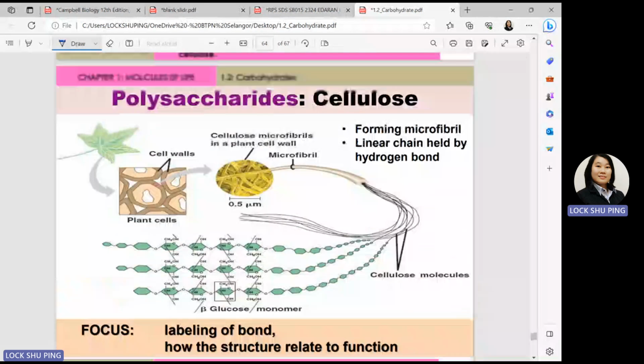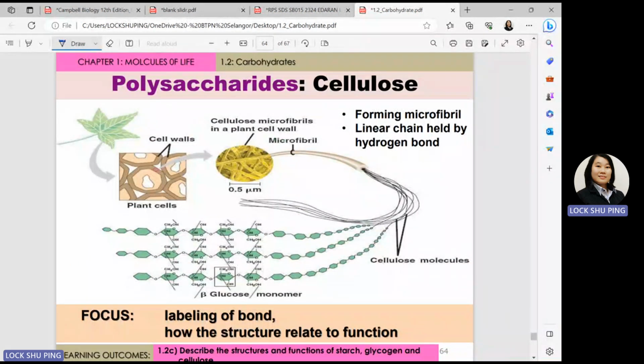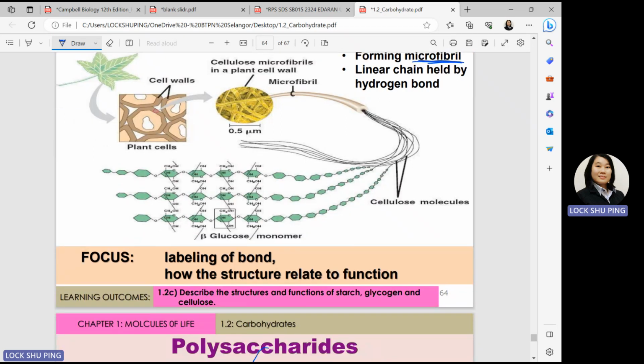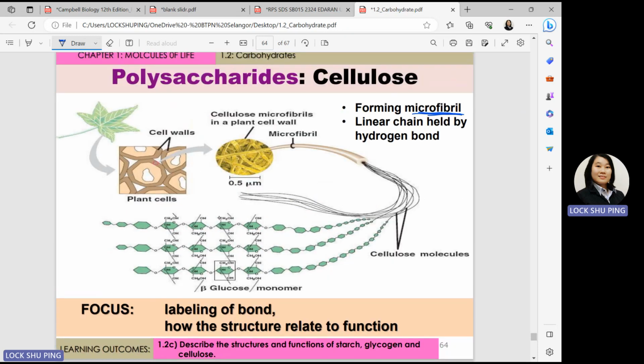So last is the cellulose. Cellulose is a very long chain molecule. They are linear molecules and do not coil, compared to the amylose just now, which coils. Cellulose does not coil. They are very long chain molecules, and they are held together by hydrogen bonds. The advantage of being held together by hydrogen bonds is that they are able to form microfibrils, just like threads. The microfibrils will interwind with each other to form the cell wall. So this is how the cell wall actually looks like.